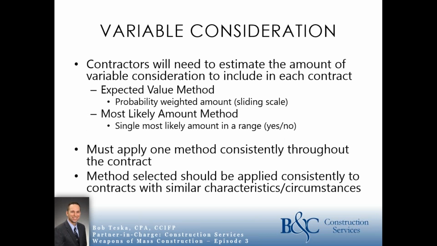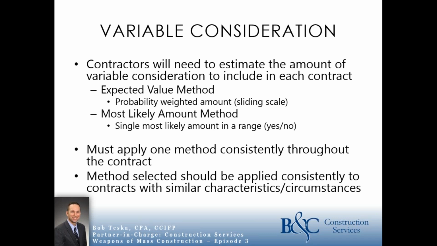Contractors are going to need to estimate the amount of variable consideration to include in each contract at the outset. This isn't something that you do at the end. When you get that contract, you figure out how many performance obligations you have. The contractor is responsible for estimating how much variable consideration, plus or minus, to consider in that contract. And you don't guess. There are two methods that you use. There's an expected value method, a probability weighted average, kind of like a sliding scale. And then there's a most likely amount method. This is binary. It's either yes or no.